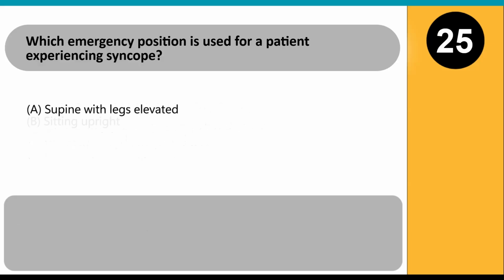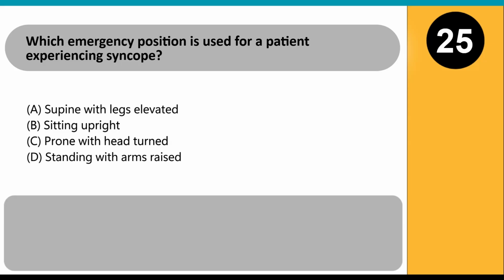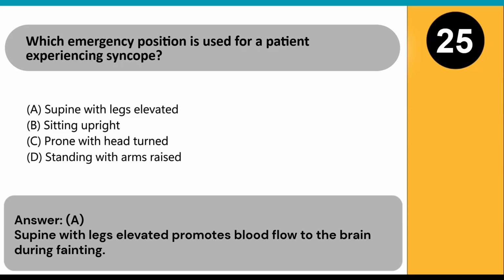Which emergency position is used for a patient experiencing syncope? A. Supine with legs elevated. B. Sitting upright. C. Prone with head turned. D. Standing with arms raised. Answer: A. Supine with legs elevated promotes blood flow to the brain during fainting.